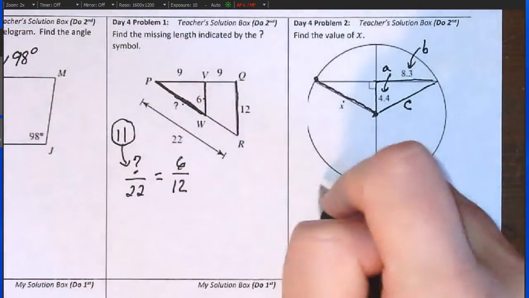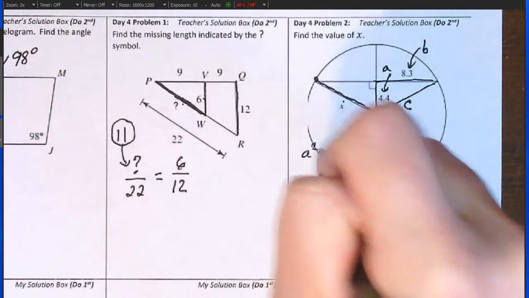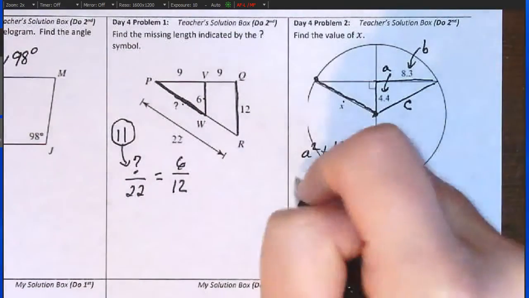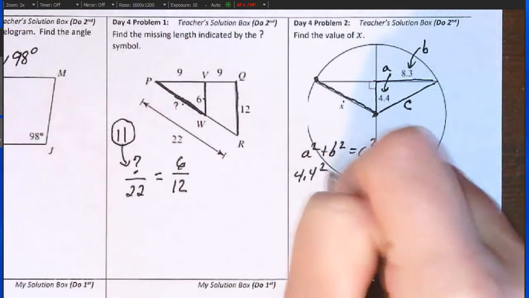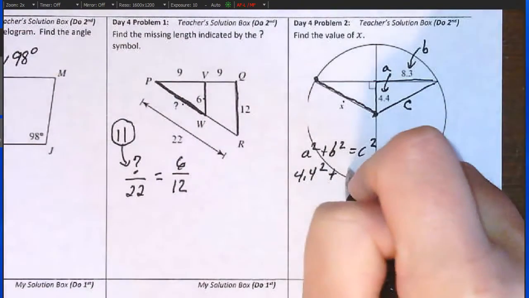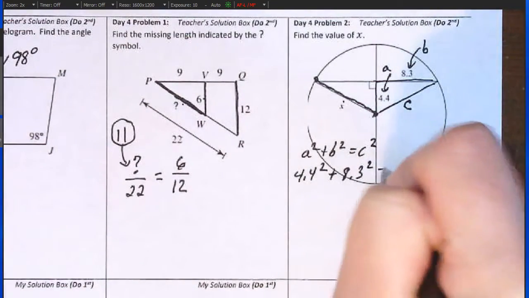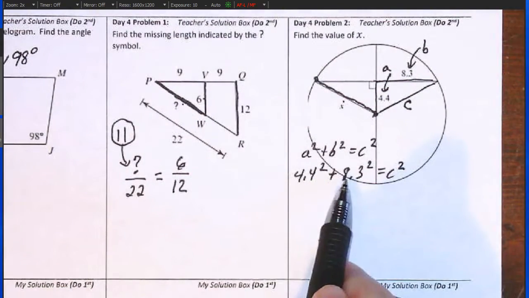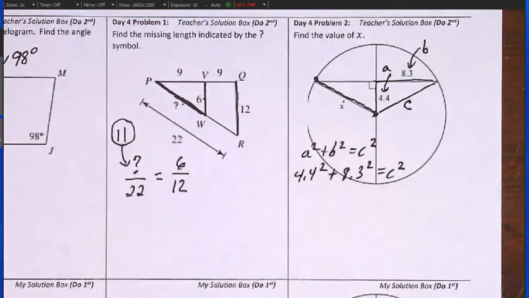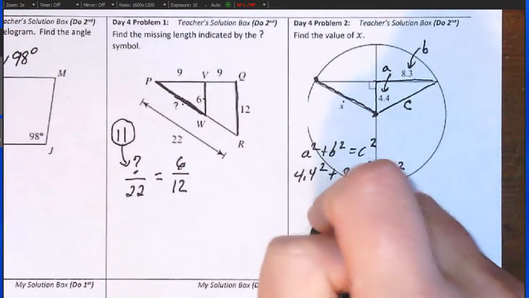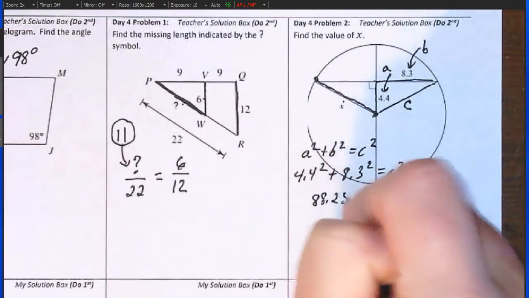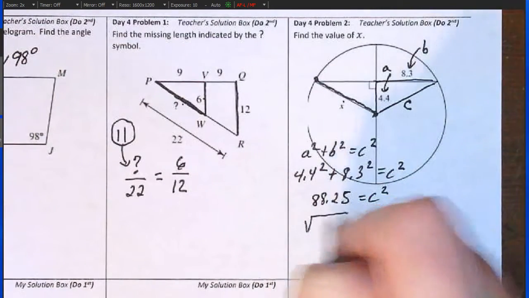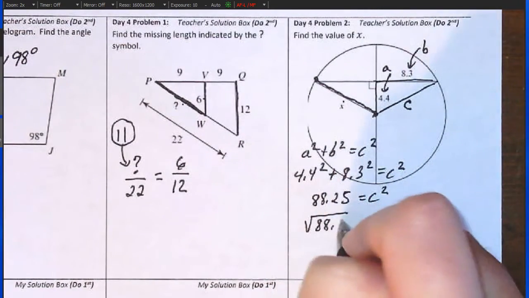So the Pythagorean theorem, a squared plus b squared equals c squared. For a, fill in 4.4. For b, fill in 8.3 equals c squared. Now let's take a calculator and work out the left side of this equation. This is 88.25 equals c squared. Now do the square root of that number to get an answer for c.